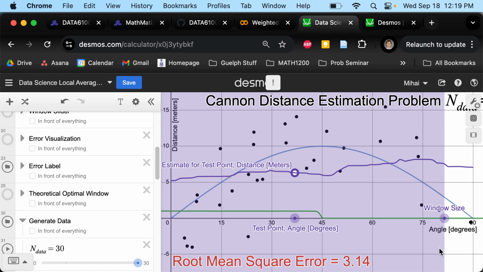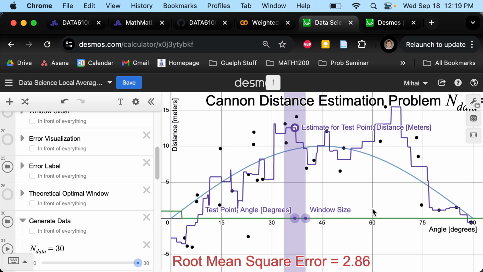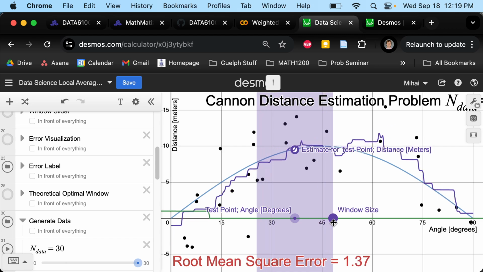How far is the cannon going? You're typically off by 3 meters. And if you make the window size really small, then you're also doing quite bad. So here, my error is like 2.86, right? I'm kind of really overestimating in some parts and really underestimating in other parts. And our job is to make the root mean squared error as small as possible, right? We want to be able to estimate what the cannon is doing as accurately as we can. And the best possible answer is something in between.